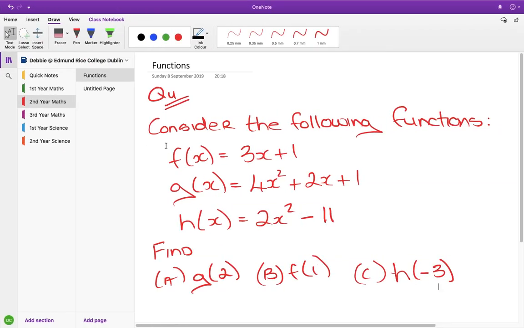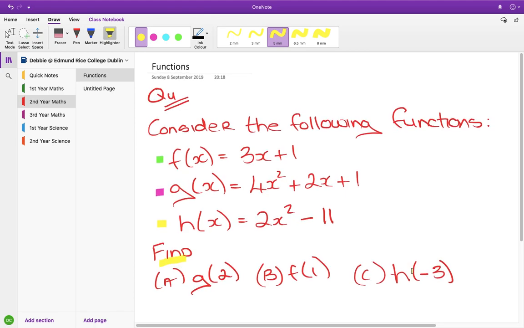Right, so this is one of the function examples. Pick three different functions. So we have an f function, a g function, and an h function. So that's just their name. That's just how you identify one from the other. And the actual question down here is they want us to find g of 2, f of 1, and h of minus 3. Okay, so we'll take one at a time.